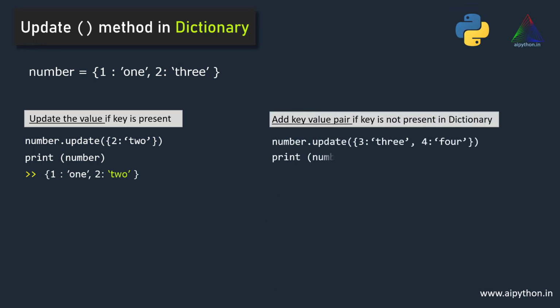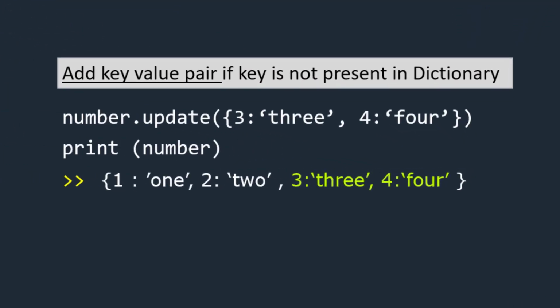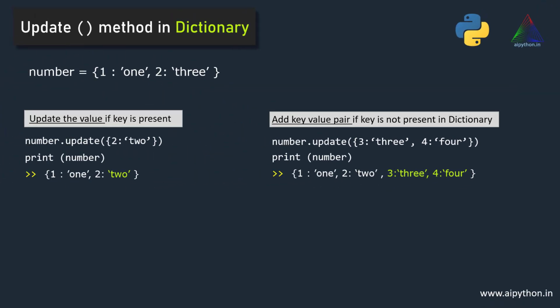Now if the key is not present, let's say we are trying to update something which is not already present in the dictionary, then this update method will add this value to the existing dictionary. For example, here number doesn't have the 3 and 4 pairs. It will find that okay, 3 is not there in the dictionary, so I will add this 3 with the key value pair, numeric 3 as a key and text 3 as a value. Numeric 4 as a key and text 4 as a value. So these two will be added to the dictionary using the update method. So the update method works in two ways. One, if the key is present, then it will just update the value, but if the key itself is not present, then it will add the key value pair. I hope this is clear.